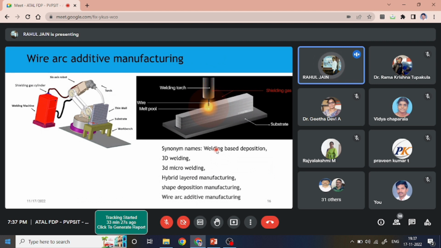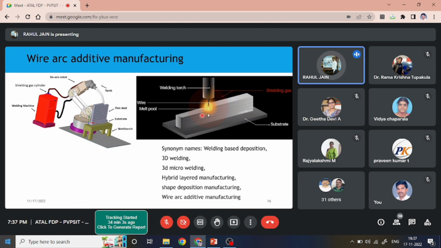The reason I want to emphasize the arc-based additive manufacturing process is that this process is very handy, plus very economical. For example, most institutes always have a welding machine. We are very well versed with the MIG welding process, metal inert gas welding, or the TIG welding process, tungsten inert gas welding. If we smartly use MIG and TIG welding, we can get the wire arc additive manufacturing process.